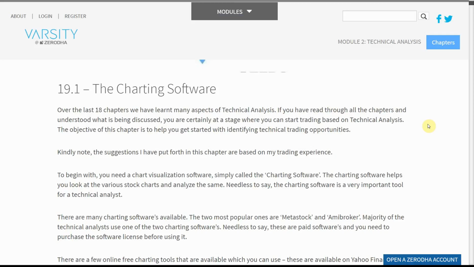Kindly note, the suggestions I have put forth in this chapter are based on my trading experience. To begin with, you need a chart visualization software, simply called the charting software. The charting software helps you look at the various stock charts and analyze the same. Needless to say, the charting software is a very important tool for a technical analyst.